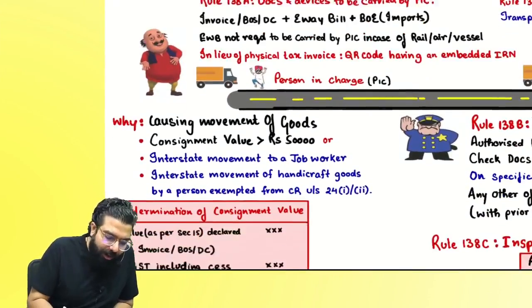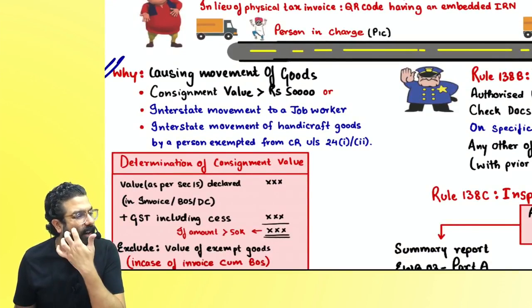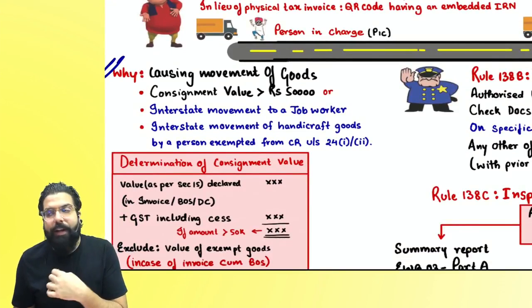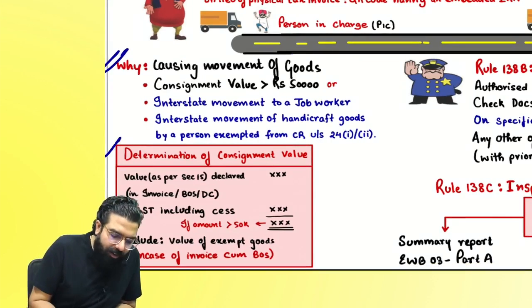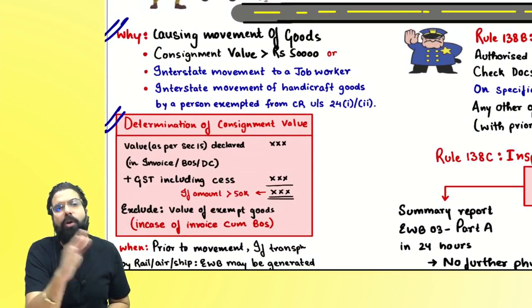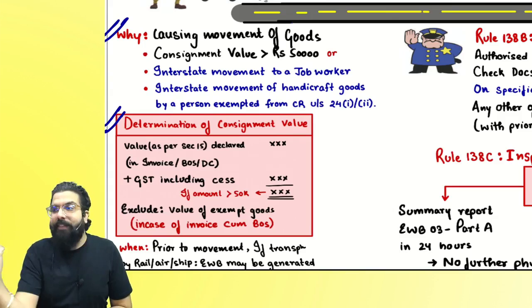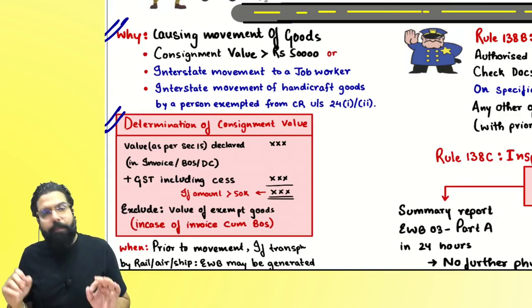Now over here, why will you go ahead and generate an e-way bill? Always remember, you will go ahead and generate an e-way bill because you are causing the movement of consignment value greater than 50,000. Always remember how to calculate the consignment value. Take the invoice value or the bill of supply or the delivery challan value, whatever is the GST, add that amount of GST and the total value which comes is the consignment value.